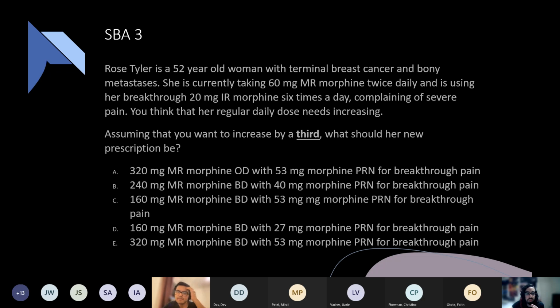So let's say in this question, I've specifically said increase it by a third. So have a go at this. So this lady's taking 60 BD and she's using her 20 milligrams IR. IR is immediate release, so that's the Oromorph, MR is modified release. She's using that 6 times a day and increase the dose by a third.